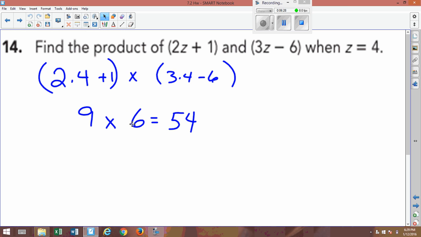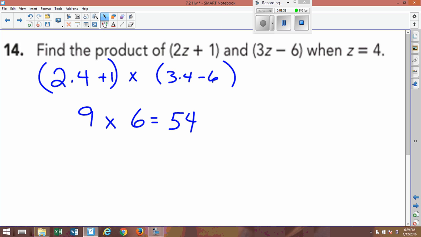Okay, find the product of 2z plus 1 and 3z minus 6. It's saying product, so we know that that's going to be multiplication. We know this means multiply. So we would do 2 times 4, because we're substituting our z value from here: 2 times 4 plus 1, times, because it's product, 3 times 4 minus 6. That's going to be 12 minus 6 is 6. And 2 times 4 plus 1: 2 times 4 is 8, plus 1 is 9. 9 times 6 is 54.